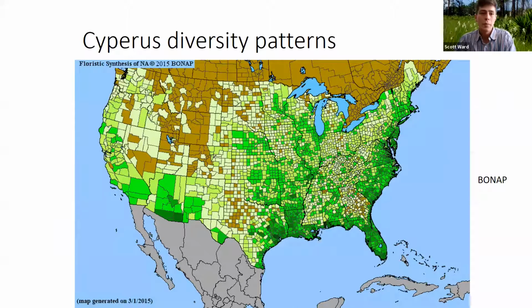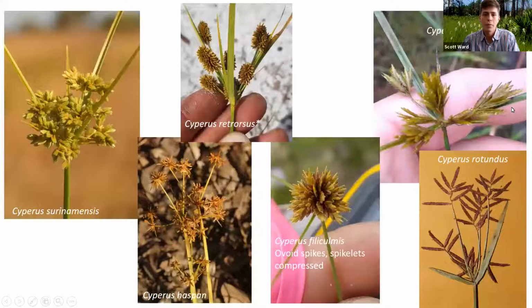Just looking at genus diversity of Cyperus, the darker colors represent counties that have had more diverse collections of Cyperus. So you can see in the southeastern coastal plain, it can be quite diverse, but throughout the Northeast and Midwest, there's also a handful of species as well.